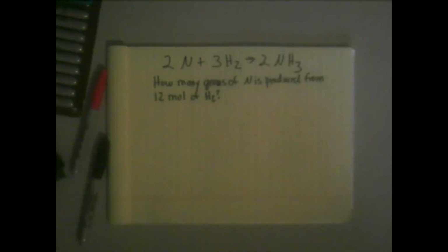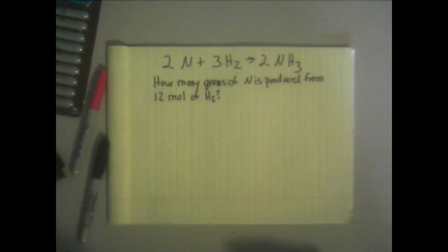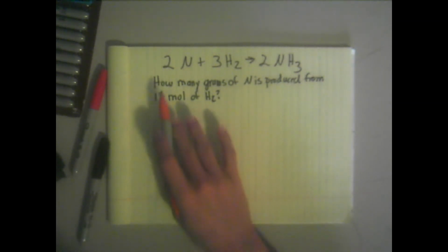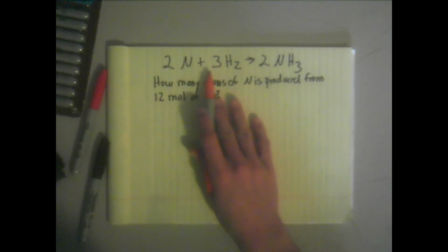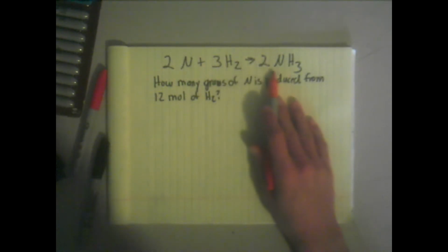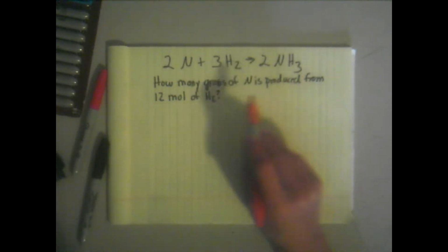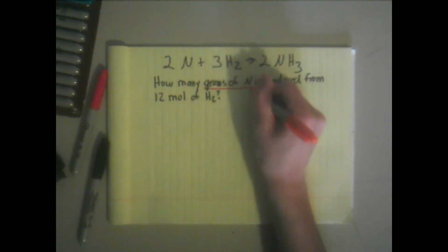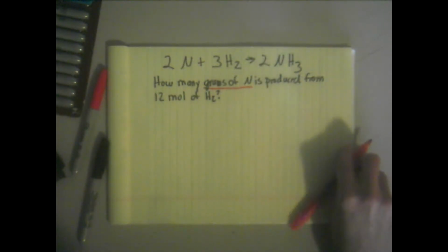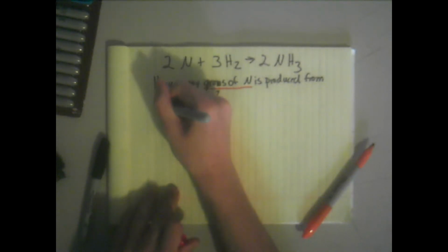All right, so here's some more practice problems for grams to moles and moles to grams of stoichiometry, so you guys have a little bit more practice with this. So in this case, we have 2 moles of nitrogen plus 3 moles of hydrogen equals 2 moles of NH3. In this question, we're asked how many grams of nitrogen is produced from 12 moles of H2.